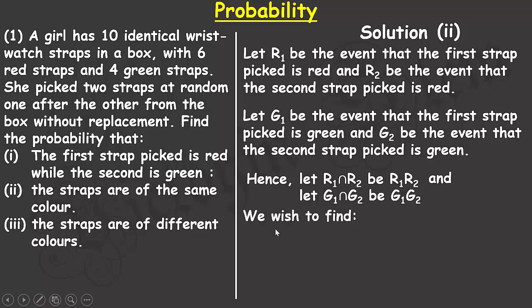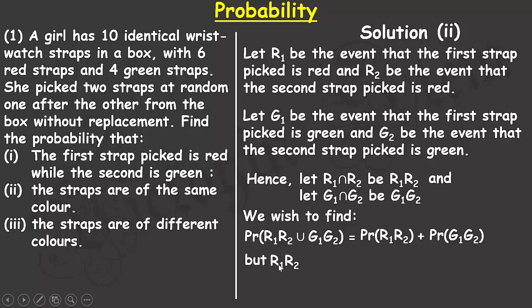Okay, now we intend to find the probability that the first strap picked is red and the second strap picked is red, or the first strap picked is green and the second strap picked is green. So I'll break down this compound expression to be the probability of R1 R2, where 'or' means addition in probability, plus the probability that the first strap picked is green and the second strap picked is green.